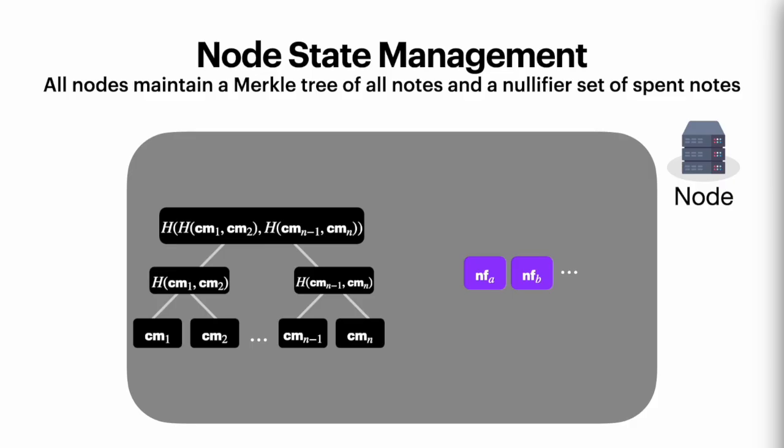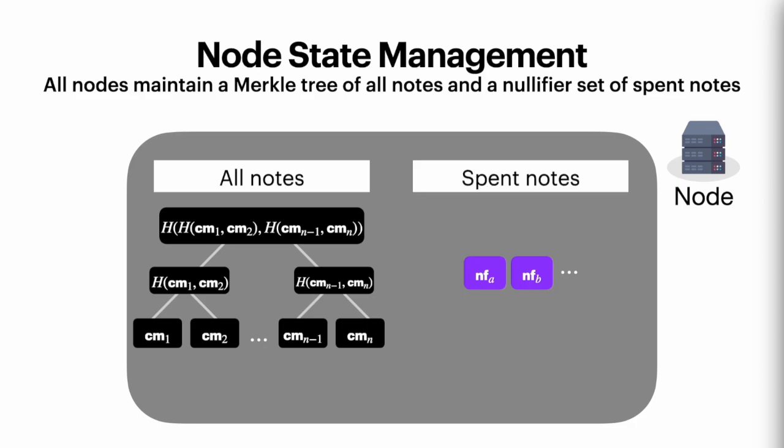Okay, so that gives us the state that the nodes need to maintain. On the left, they need a Merkle tree of all note commitments that exist in the system. These commitments live forever. And on the right, we have the nullifier set, which corresponds to all spent notes in the system, but in such a way that it does not reveal which notes are spent. So you can't map between these two data structures.